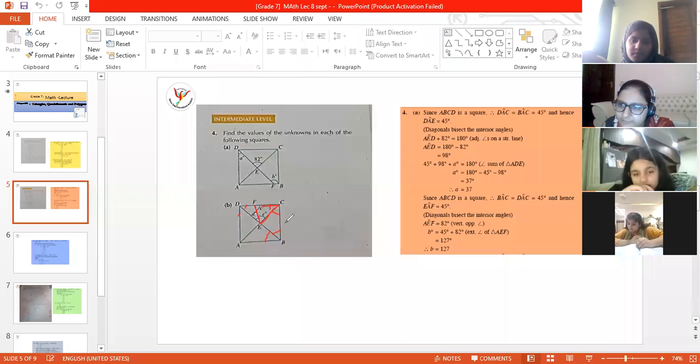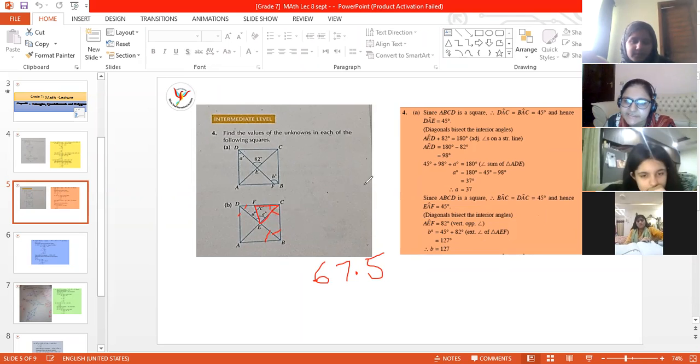Now, if you can see the triangle FEC, C degrees plus 45 degrees. Can you find the value of C degrees? Yes, ma'am. Okay, so the value of C degrees will be 67.5, right?